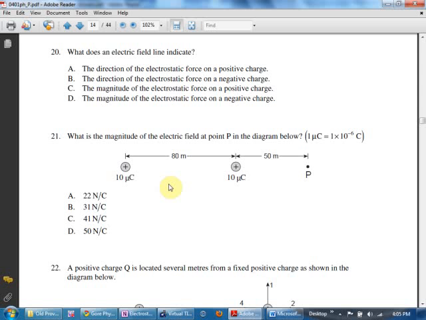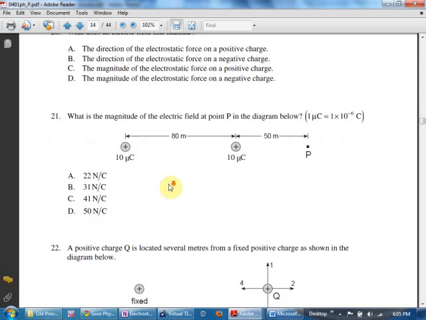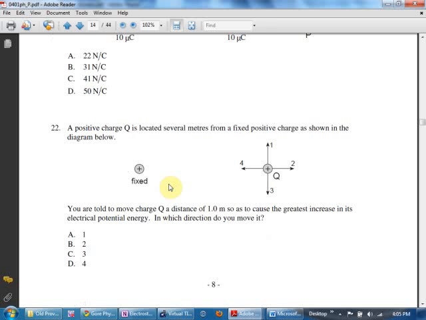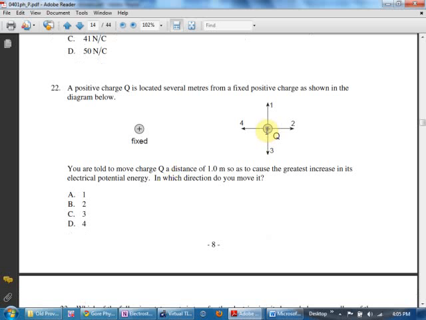Here's an interesting one. Number 22 says, here's a positive charge Q located several meters from a fixed charge, also positive. You're told to move charge Q a distance of 1 meter so as to cause the greatest increase in its electric potential energy. What way would cause it to increase its energy the most? Direction 1, 2, 3, or 4? Direction 4, because if you move it closer, it's almost like winding up a spring. It really wants to go away. Yeah, you would have to do work, which means you would have increased its energy because the work that you do would go into it.